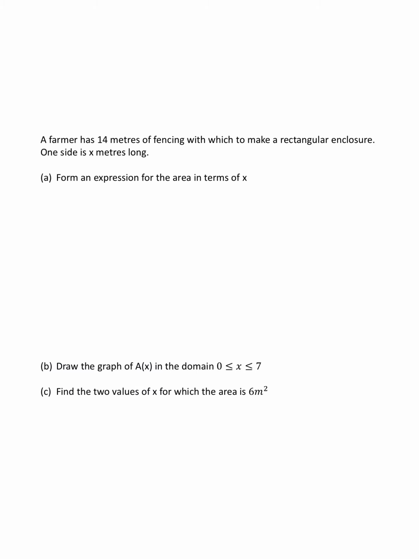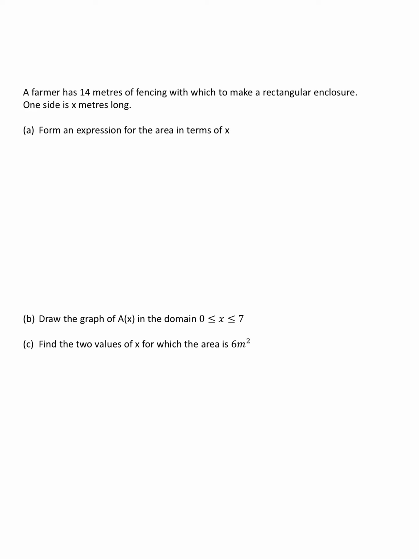Okay, have a look at another one. So a farmer has 14 meters of fencing to make a rectangular enclosure. One side is x meters long. Form an expression for the area in terms of x. Now, this is a common question that comes up in the Junior Cert, and you need to be able to do it. Okay, so we're told that one side is x meters long. So that means the other side also has to be x.